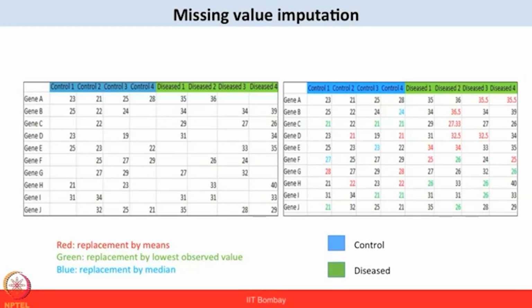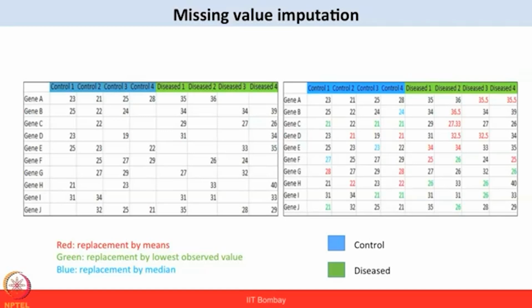As you can see, on the right hand side there is replacement by means, that is, the red ones are replaced by the value of the mean. If you look at the diseased category on the right hand side, 35 and 36 are the values for the diseased 1 and diseased 2 samples, but the diseased 3 and diseased 4 samples are missing. These values can be imputed with the mean of the first 2 diseased values. The mean value is 35.5 and we can impute with it. So this is a method of imputation using mean values.